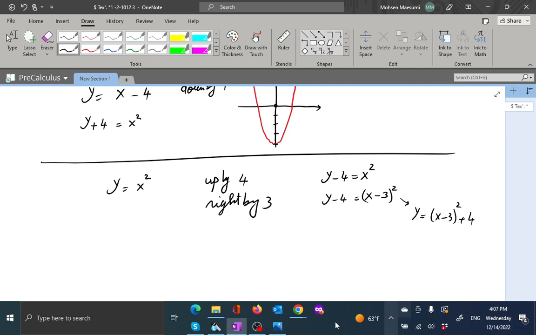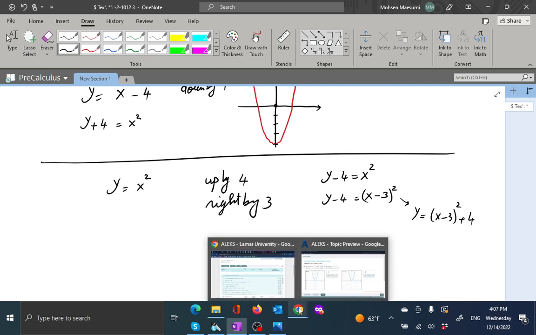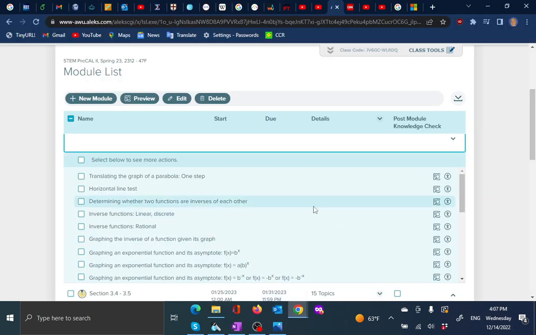Okay, next we want to go to the next issue here, horizontal line test.